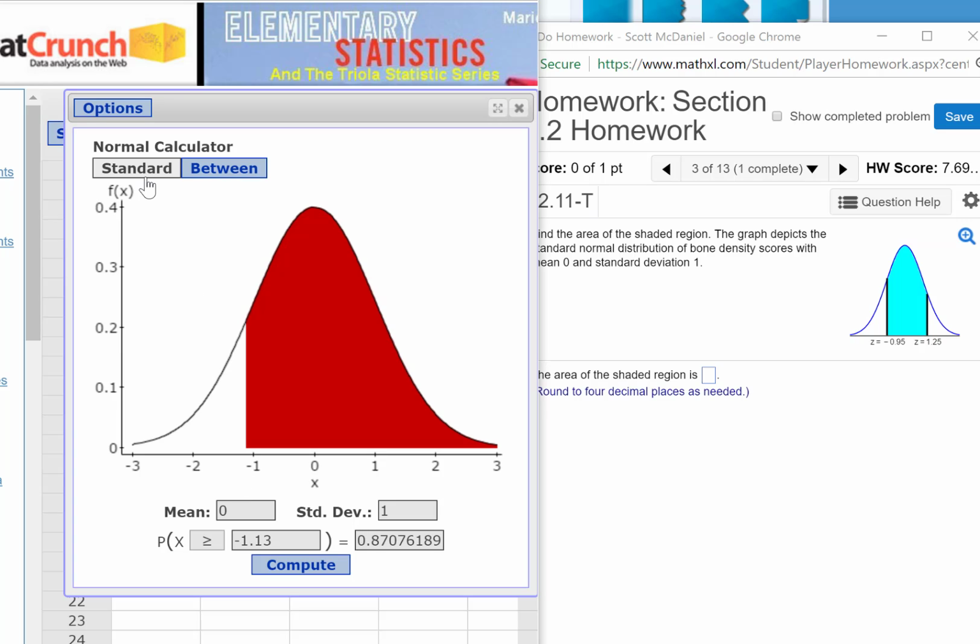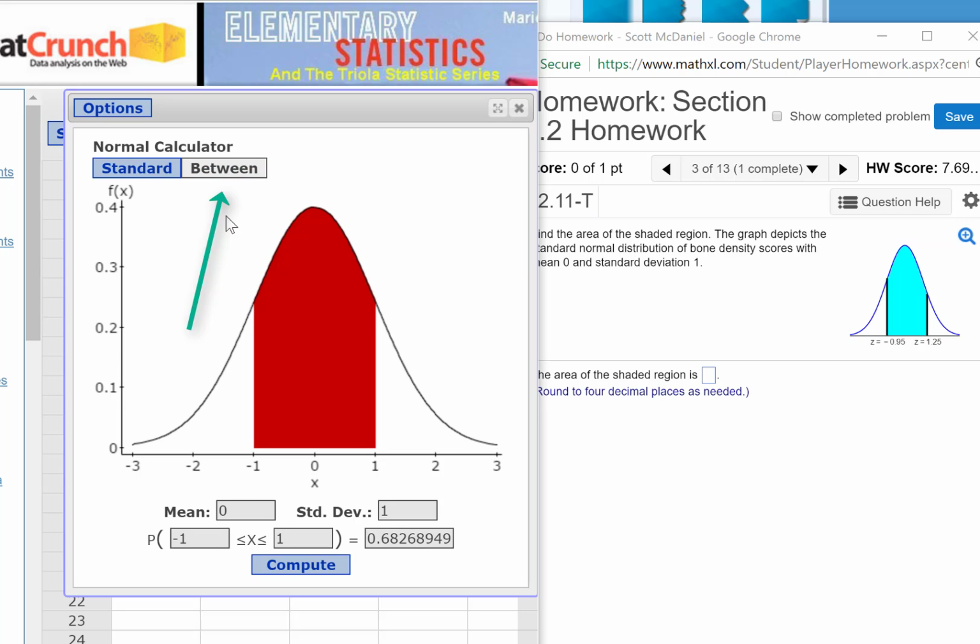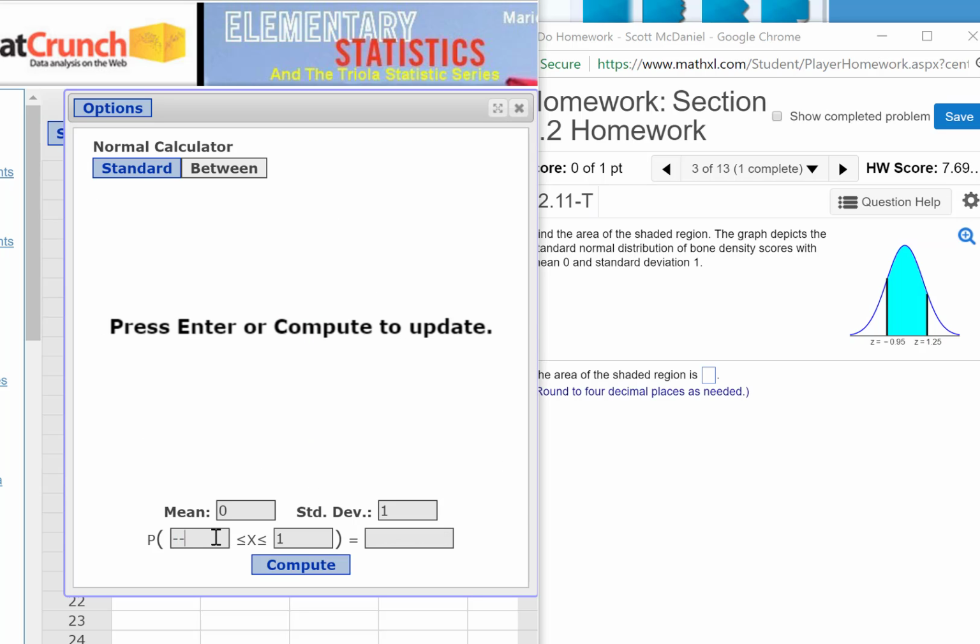The one thing we need to change from the last one we did is, instead of the standard, we're going to click Between. And this will give us, again, the mean of 0, standard deviation of 1. Now in subsequent sections, we will change that. We'll be given a mean and standard deviation. But for now, it's been standardized. And then we're going to put our z-values here. So between negative 0.95, there we go, to 1.25. Compute.